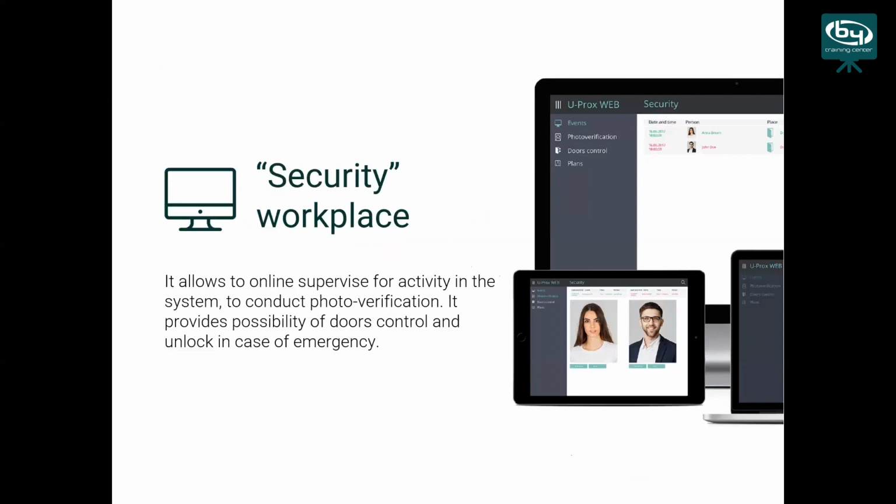So the security can open the doors if they want, and they can check the pictures of the persons who are accessing in real time. This platform, or this part of the web, is in real time. So if we are trying to access, we will see immediately the photo of the person, the timestamp, and also if the door is open or if it's closed, and also if the user is authorized or not authorized.